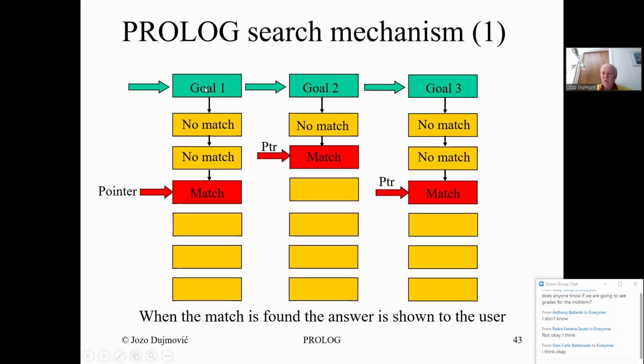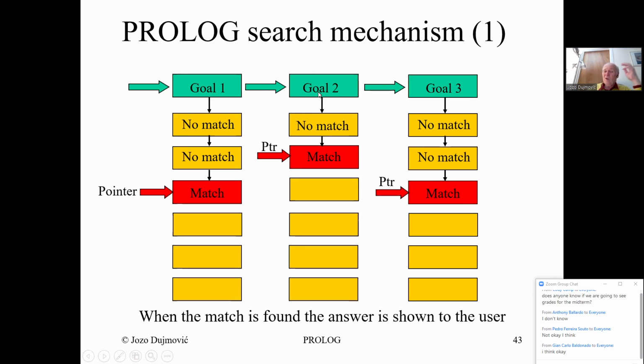For example, you are looking for the sister of John who drives a Toyota car. So you go first from the top down and try to find sister. Brother, no match. And here is sister of John is Mary. And then you instantiate this Mary and put a pointer here that the match was here. So you have here sister is Mary. After that, you go to the other goal.